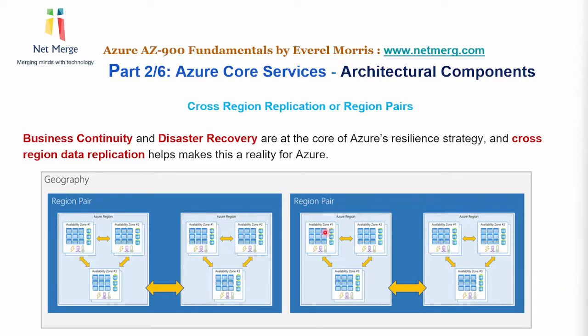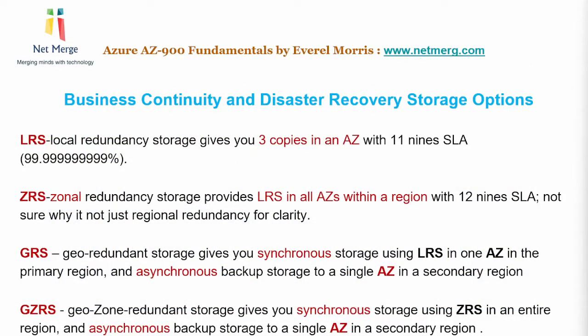So here's a diagram of the cross-region replication, and you could see the 2 pairs being joined in one geography and 2 more pairs joined in another geography. So you have a general understanding of what region pairing is. Now let's take a look at the business continuity and recovery storage and how information is stored on a system or a server within an availability zone.